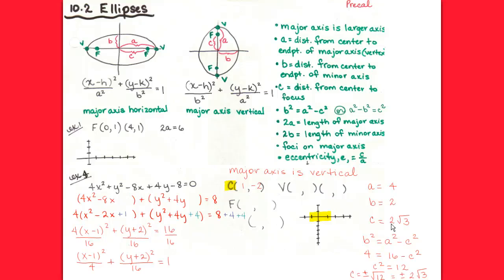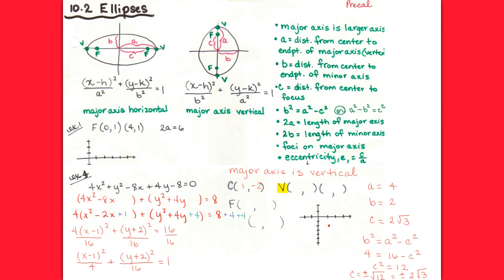All right, so let's plot what we know. We know that our center is 1, negative 2. So let's go ahead and graph that. 1, negative 2. There's our center. And we need our vertices. Since our major axis was vertical, I'm going to start right here at my vertex, and I'm going to go up my a value of 4, and I'm going to go down my a value of 4.